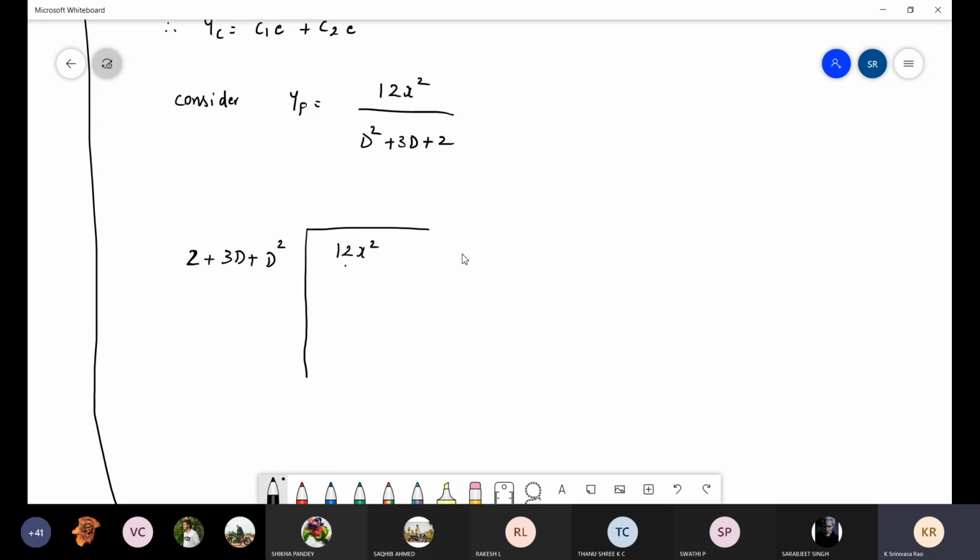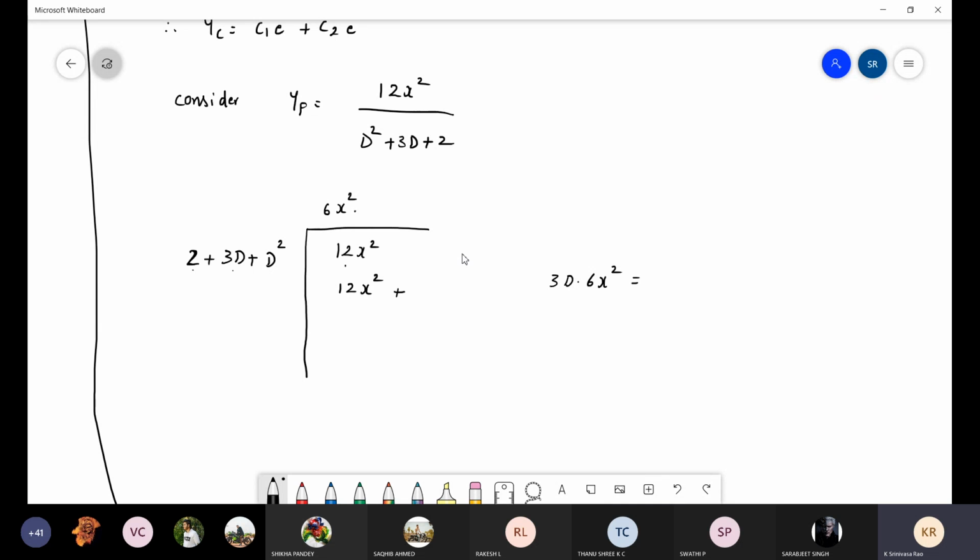Now the same procedure: first term divided by first term. Here you can write 12x square divided by 2. The first term in the inside equation should be in the numerator, the first term of the outside equation in the denominator. So what you will get? 6x square. Now multiply 6x square with all three terms, that is 2, 3D and D square. So 2 into 6x square, definitely I should get 12x square; I need the same term only. Then plus into plus, 3 into differentiation, 3D into 6x square. So what will be the answer?